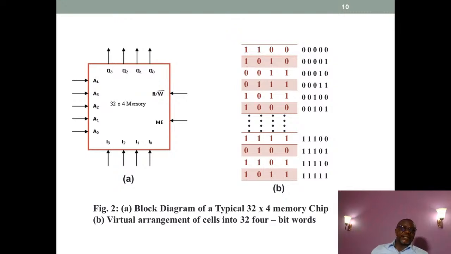Now, to the left side of it, we see address lines from down, A0, A1, A2, A3, A4, meaning that the address is a 5-bit address. And down we see the inputs, which are I0 to I3. Remember, we always put I0 on the right to represent the least significant bit, which is 2 raised to power 0.